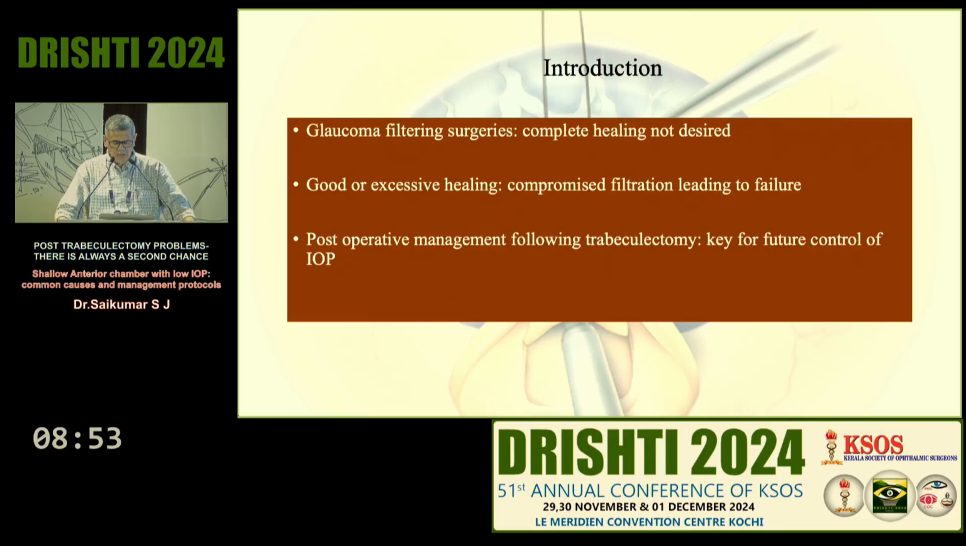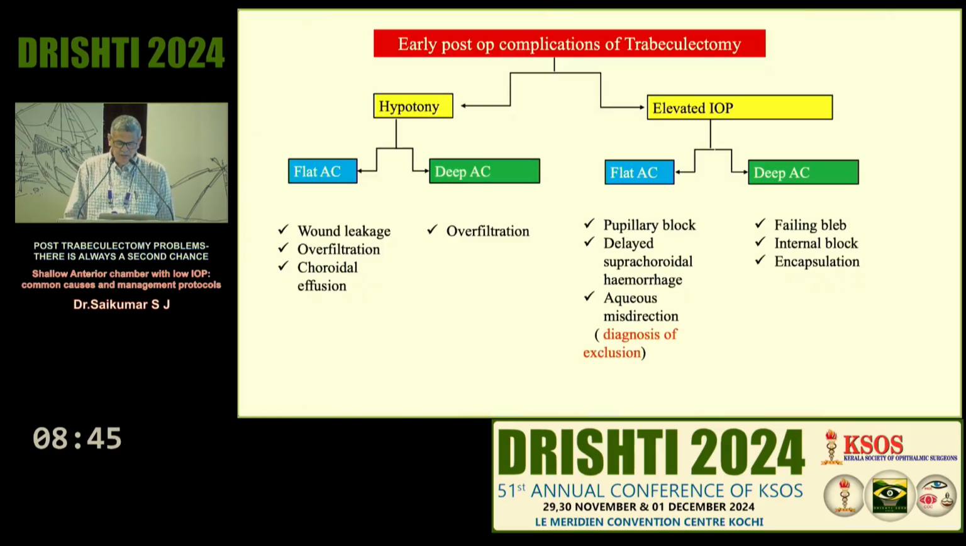So we all know that glaucoma filtering surgery is one surgery where you don't want the wound to completely heal. You want it to heal only partially. And we all know that we have 4 sets of complications that you can have in the post-operative period. 2 are with a flat anterior chamber, 2 are with a deep anterior chamber, and of course either you have a low IOP or a high IOP. So these are the 4 sets of complications that one can encounter in the post-operative period in trabeculectomy.